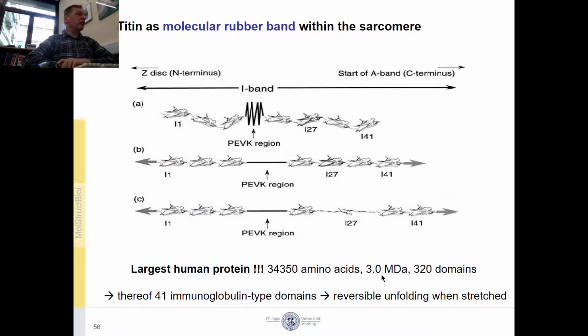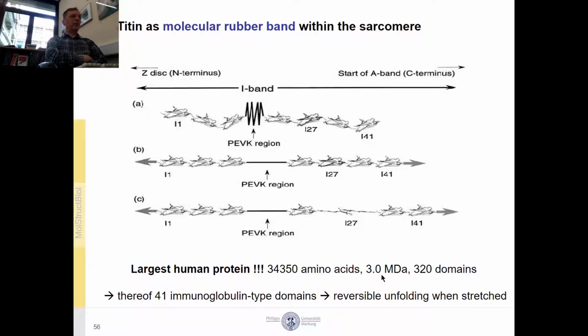Titin is actually a very interesting protein. It has a molecular mass of 3 million Dalton, much more mass than a ribosome. There are 320 domains, each domain about 10 kilodalton. Of these 320 domains, about 41 belong to a domain type that is very familiar to us: the immunoglobulin type that we have found, for example, in our cell surface receptors. I think when we talked about receptor tyrosine kinases, they are found, of course, in our antibodies. They are found here, at least 41 copies of them in titin.